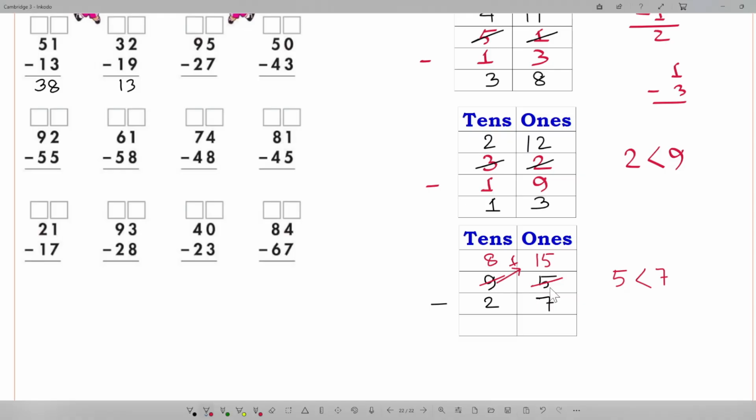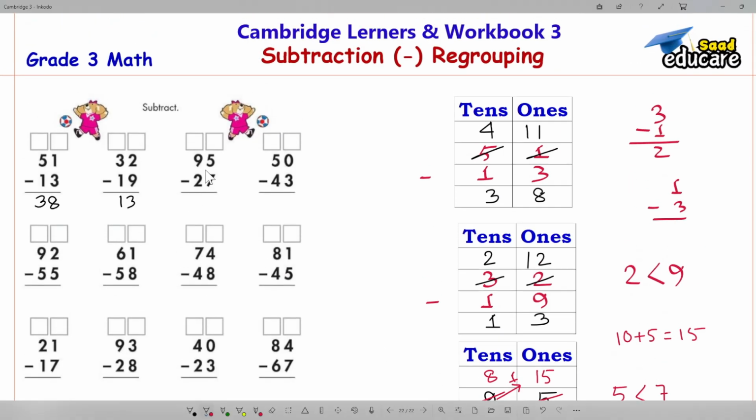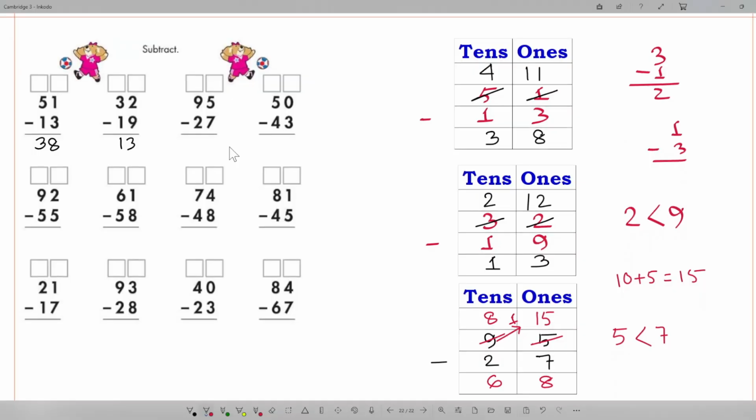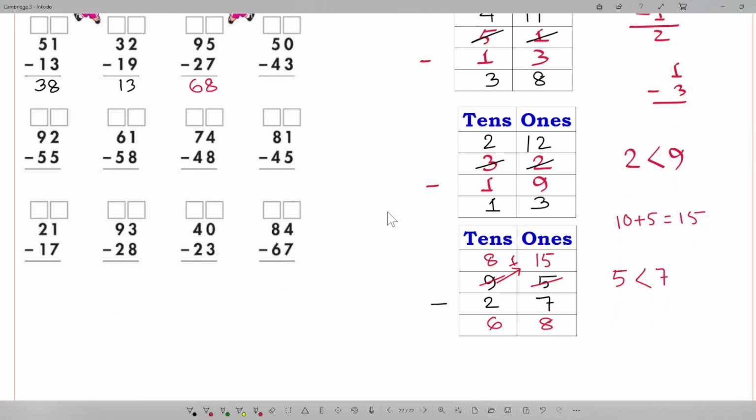1 ten with 5. So it will become 10 plus 5, which is 15. So 15 minus 7 will be 8, and 8 minus 2 will be 6. It means 95 minus 27 will become 68. Okay, another example.